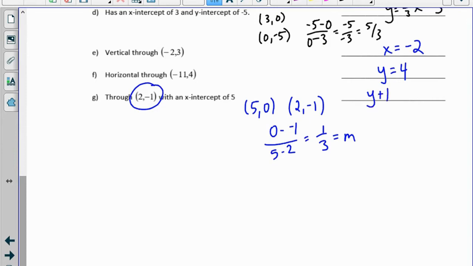So y plus 1 equals 1/3 times x minus 2. And remember that this is a plus 1 because I basically take that negative 1 and put minus a negative 1, which turns into plus 1. And so that is the first video on linear equations.